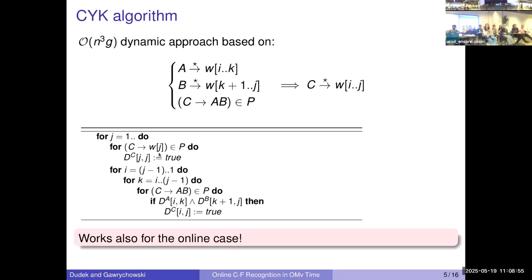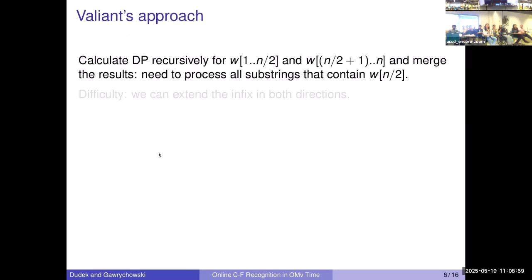And so this gives us already a cubic algorithm for the online case as well. Then let me tell you briefly what happened in the variant algorithm that runs in n to omega time. What they do is calculate this dynamic programming first recursively for the first half of the string, then the second half of the string, and then we need to merge the results, right? So basically, while merging, we process all strings that contain the middle element.